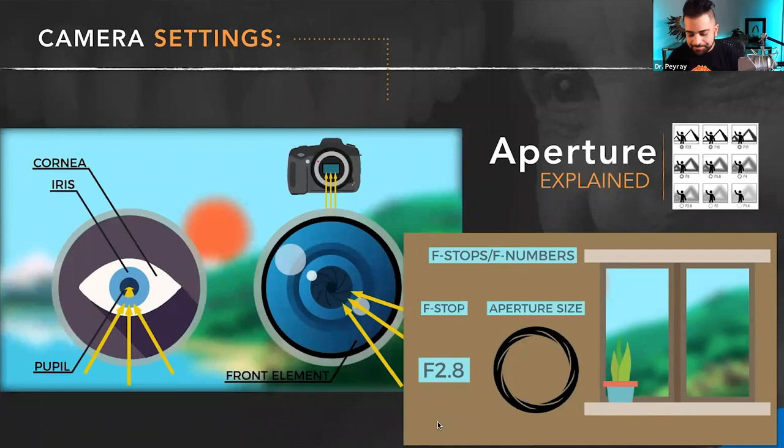The amount of light that falls onto the retina is determined by the size of the pupil. The larger the pupil, the more light falls onto the retina. The larger the aperture of the lens, the more light enters the camera. The iris of the lens controls the size of the aperture and is called the diaphragm. The diaphragm's function is to block all light with the exception of the light that goes through the aperture.